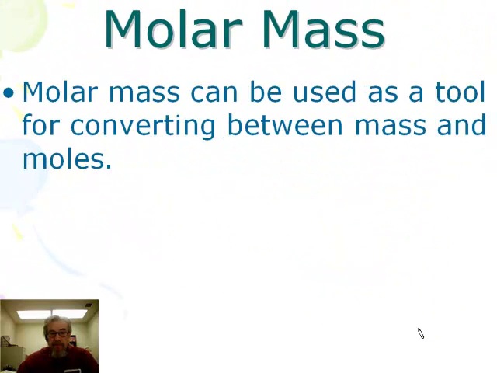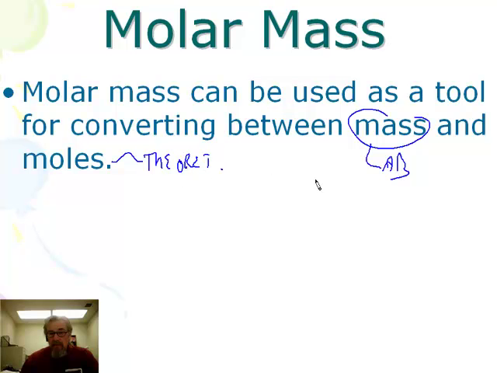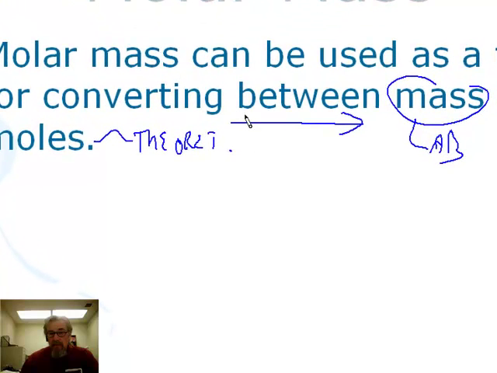Molar mass is an important problem-solving tool. This is extremely important. You're going to use this over and over and over again, so get used to using it to go back and forth between mass, which is what we do in the lab, and moles, which is theoretically how everything happens. So we need to go back and forth between our chemical theories and the realities of the lab by using molar mass. It's our link between the two.